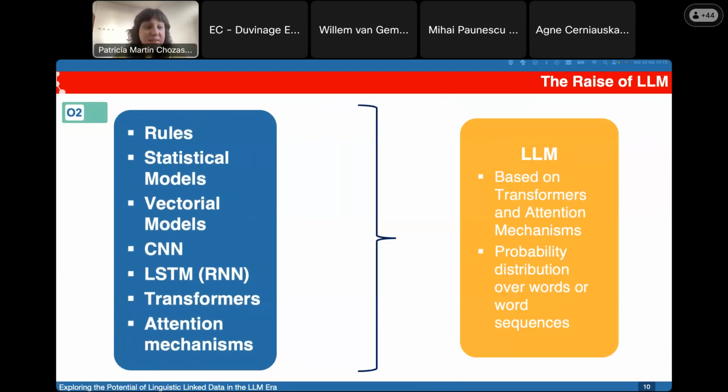And with this, we move to the second objective, to give you an overview on large language models and the benefits and limitations. Large language models are based on the latter two techniques mentioned before, transformers and attention mechanisms. Basically, what they do is to assign probabilities over words and word sequences in broad terms.